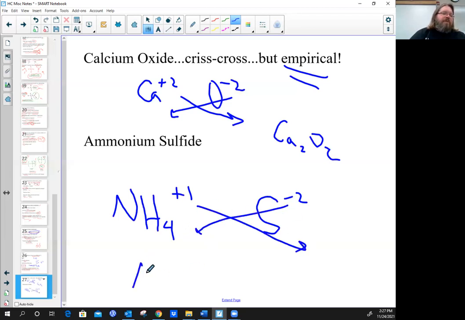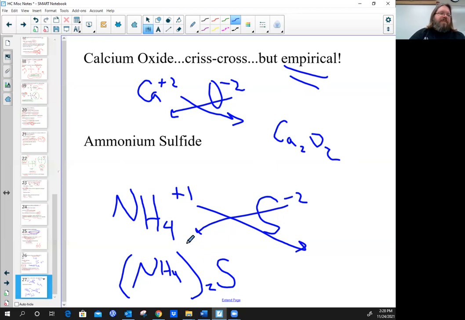If I'm going to put a subscript of 2 around the ammonium ion, I've got to place parentheses around it. Do I need to write the subscript of 1 in the crisscross method for the sulfide? No. So the polyatomic ion in the first position is the one weirdo we have to look at. If you're going to use a subscript other than 1, you've got to put it in parentheses.